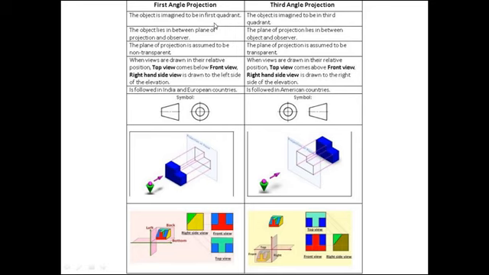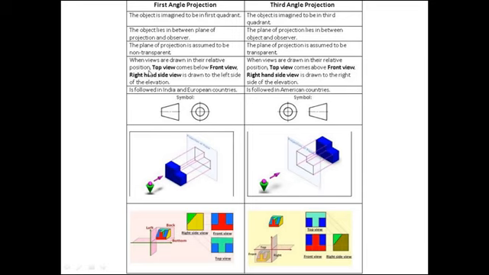In first angle projection, the object is imagined to be in the first quadrant. In third angle projection, the object is imagined to be in the third quadrant. In first angle projection, the object lies in between the plane of projection and the observer. Here, in third angle projection, the plane of projection lies in between the object and the observer. This is the main difference. See, this is where our plane of projection is, and this is the main thing.